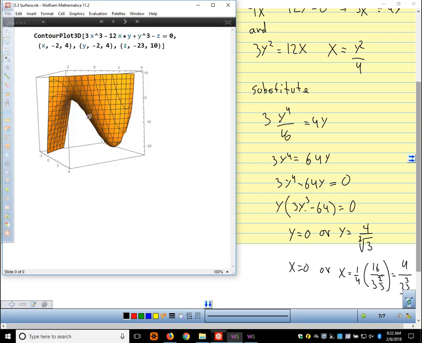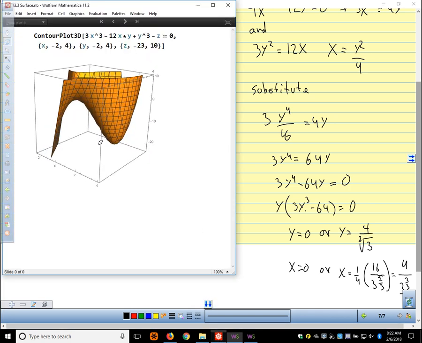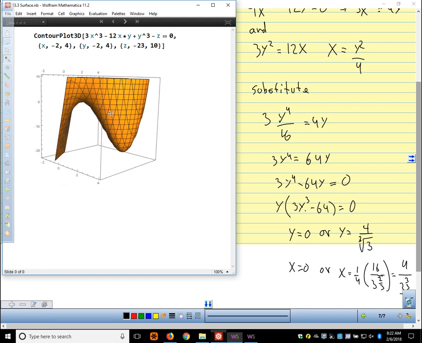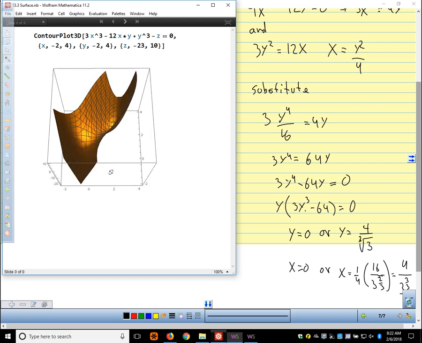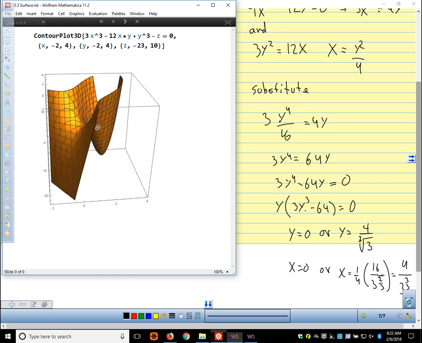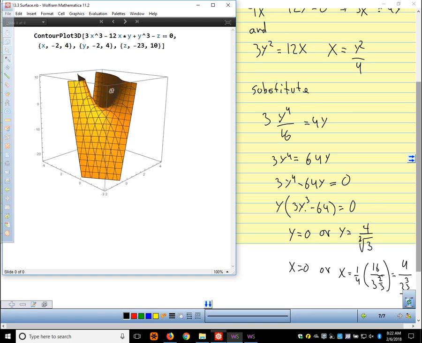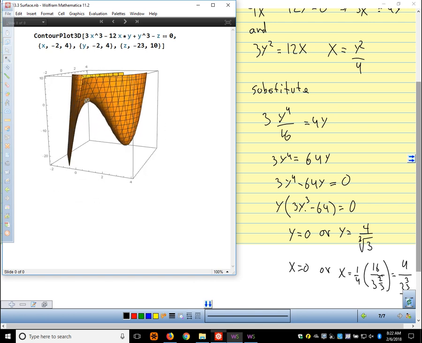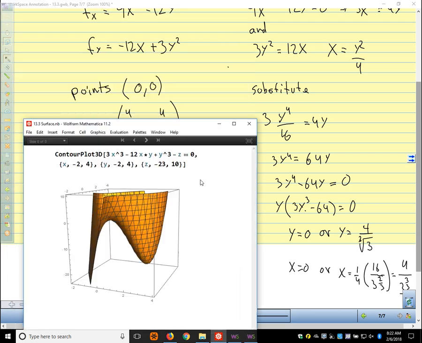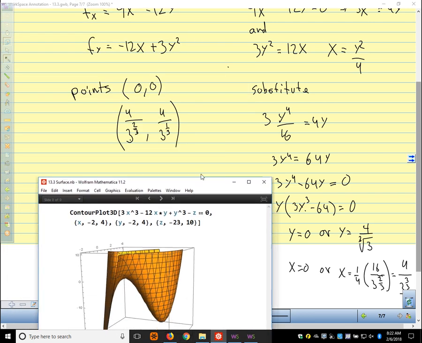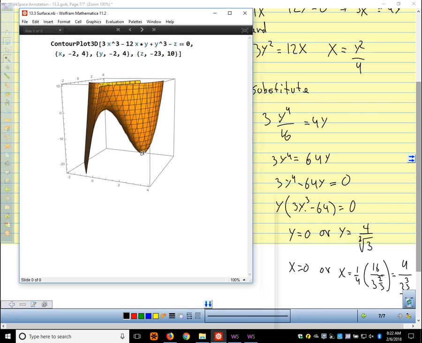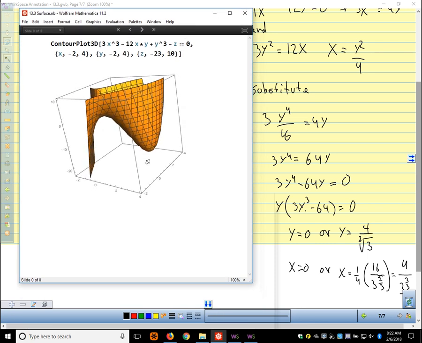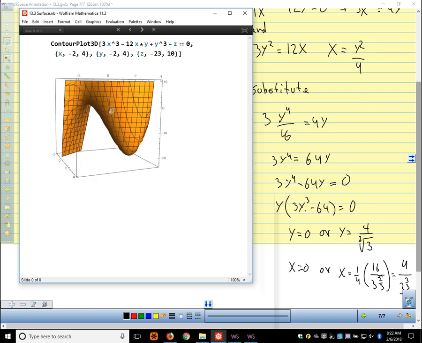There's our surface. So at 0, 0, we get this point here, where the derivative with respect to x and the derivative with respect to y are both 0. And then the other point that we got, 4 over 3 to the 2/3, 4 over 3 to the 1/3, we get this point down here. So we just found critical points.